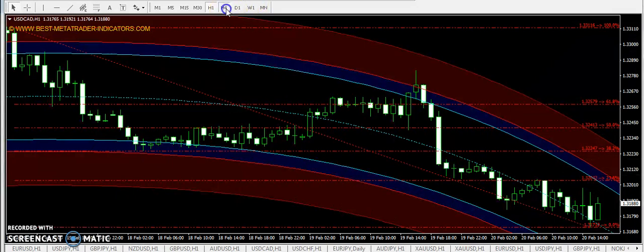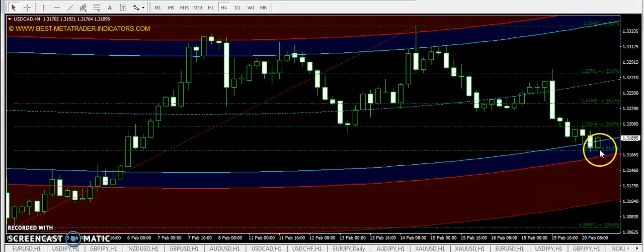Okay, now looking at the 4-hour chart, you can see that the market today has touched the 61.8 level, and after that it's making a bullish pattern. So this retracement level is working here.